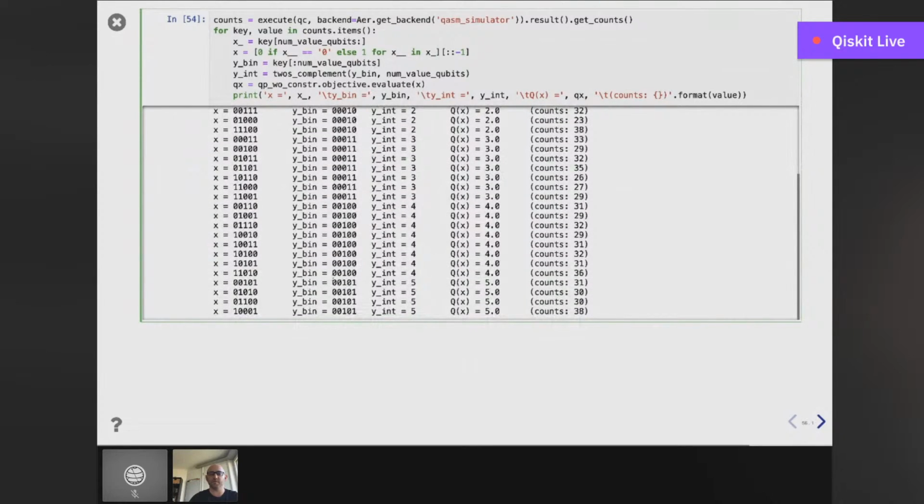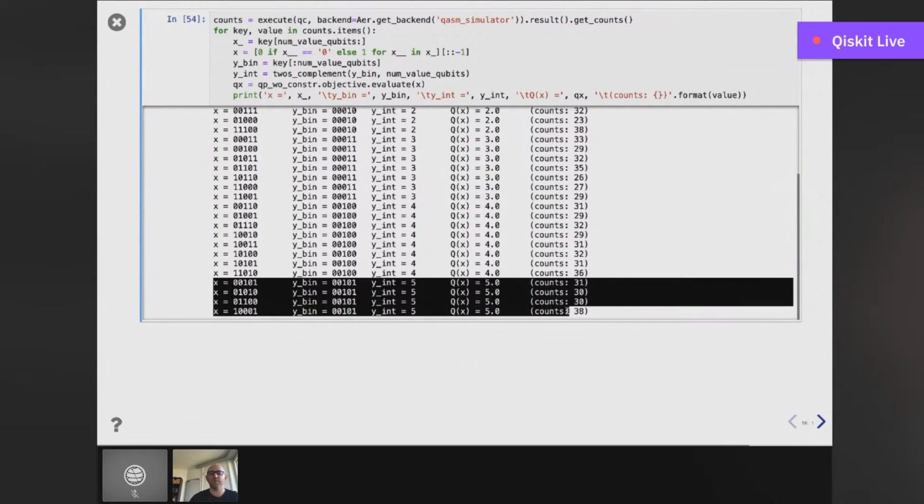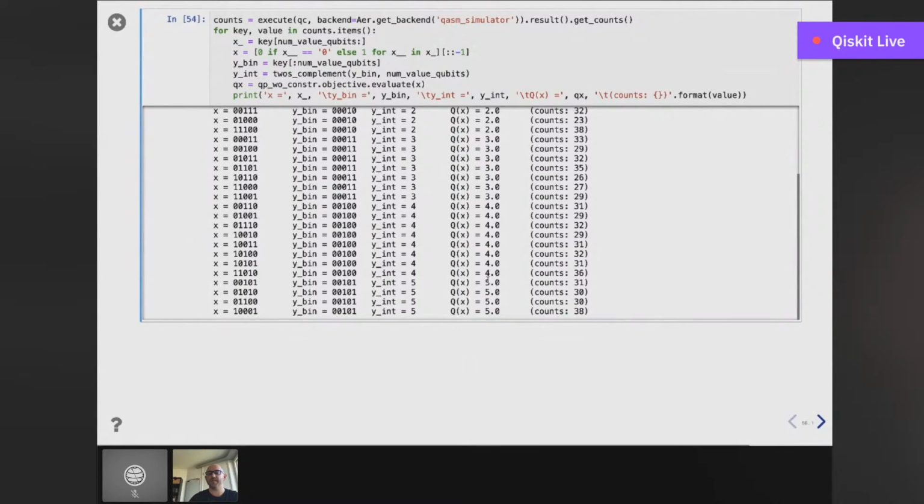And if you scroll a bit down, you see that here are 4 solutions that achieve the optimal value 5, and those are exactly the ones that we've seen before, which have 2 1s and lead to 5, a max cut of 5.